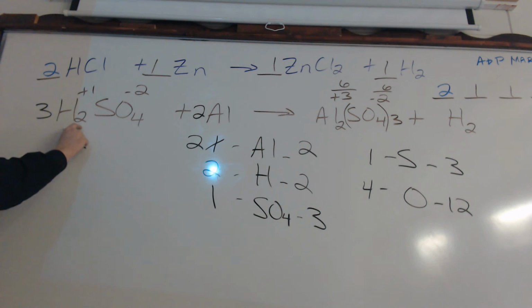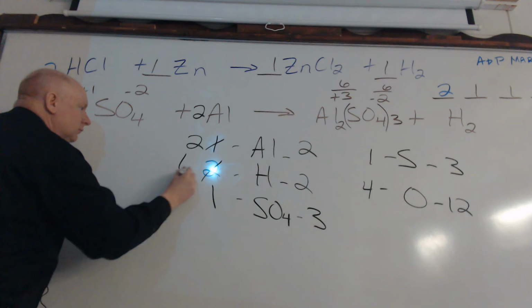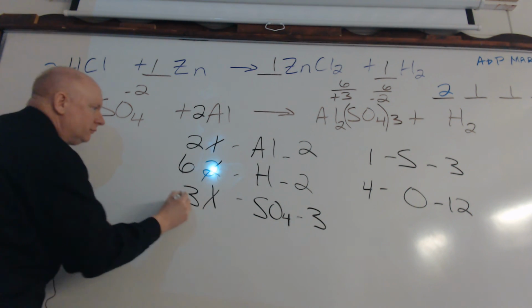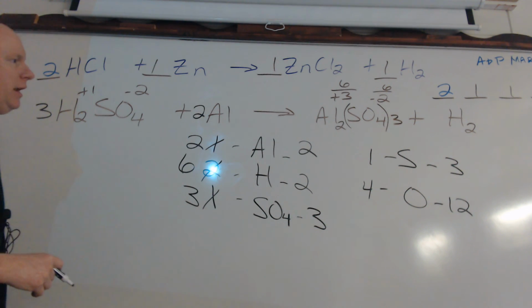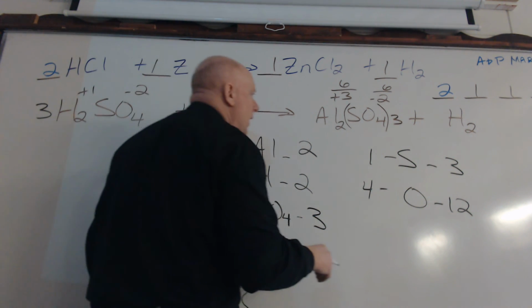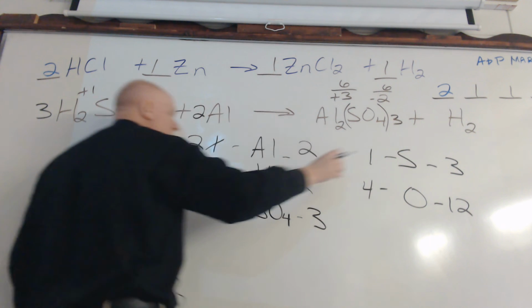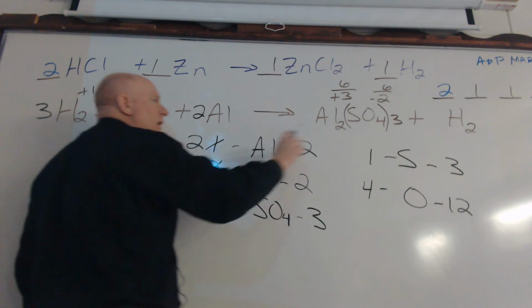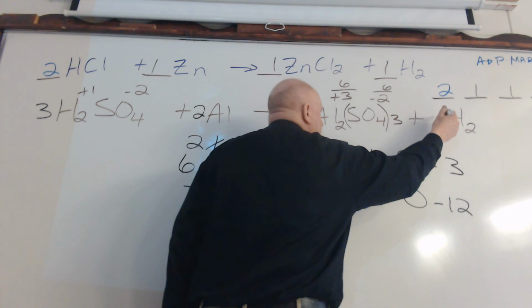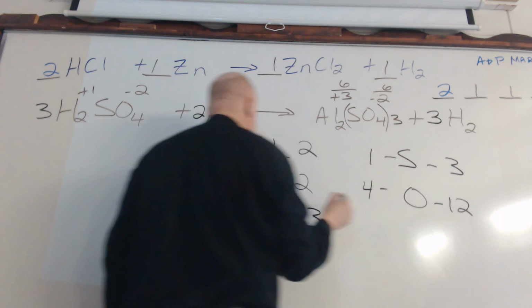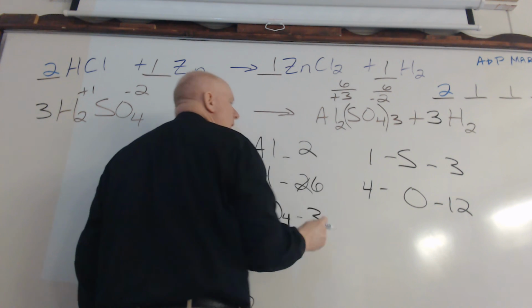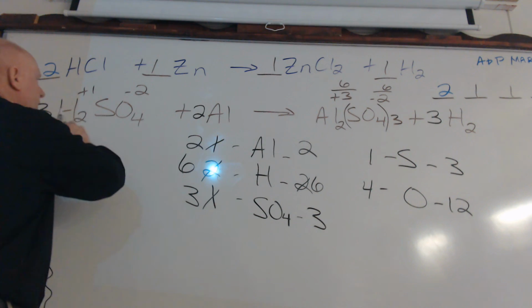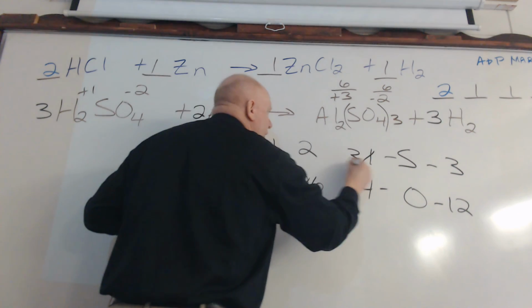3 times 2, 3 times 1. Now, use that hydrogen. You've got 2 hydrogens over here. We've got 6 over here. So how do we get this up to a 6?